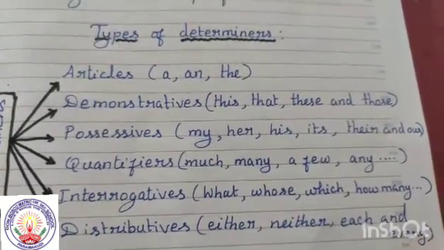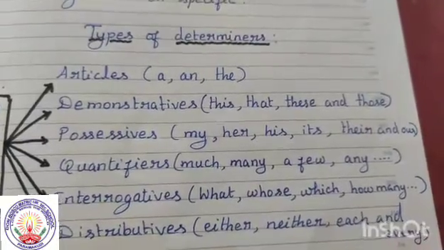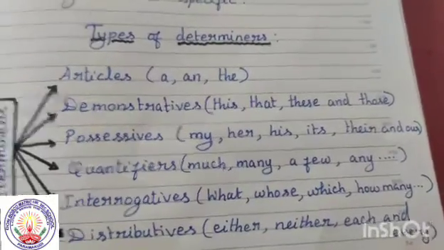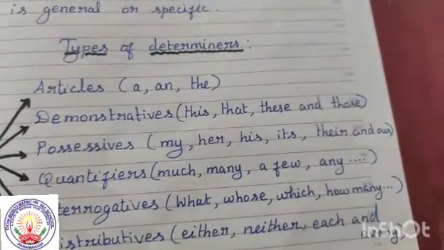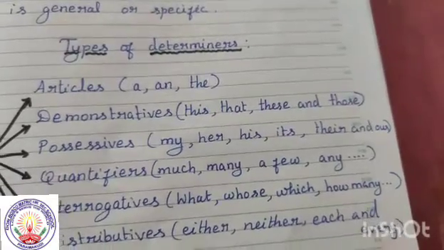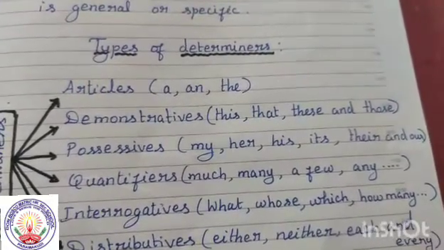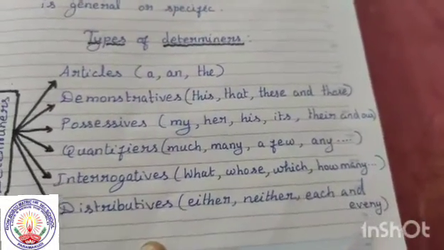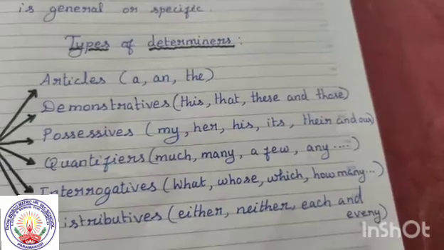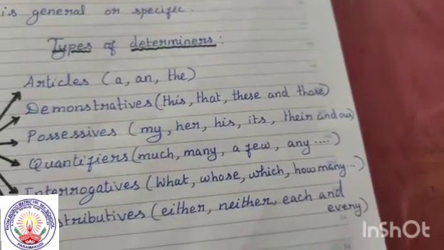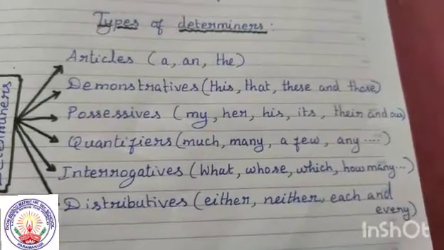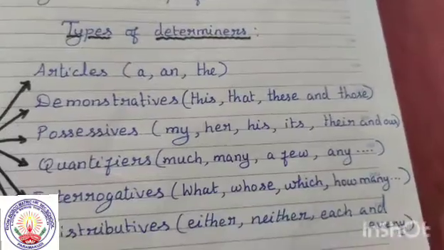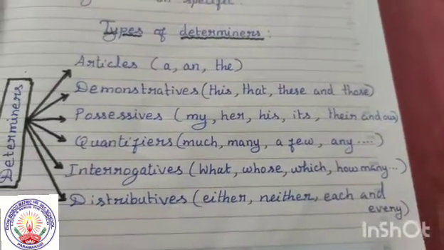My, her, his, its, their, are possessives. Quantifiers: how much, like that, it gives how much of the nouns, or how much, how many, a few, any, like that. These are the quantifiers. Quantifiers na alavu. Then interrogatives: what, whose, which, how many, like that. Distributives: either, neither, each, every. Okay, these are the types of determiners.